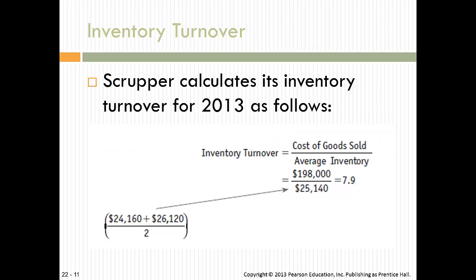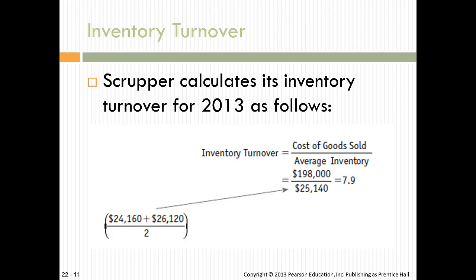Inventory turnover is a ratio that measures how quickly inventory is sold. The formula is cost of goods sold divided by average inventory. In this example, we're given cost of goods sold as $198,000. Average inventory is computed as the beginning balance of inventory plus the ending balance of inventory, divided by 2. We arrive at an inventory turnover of 7.9.